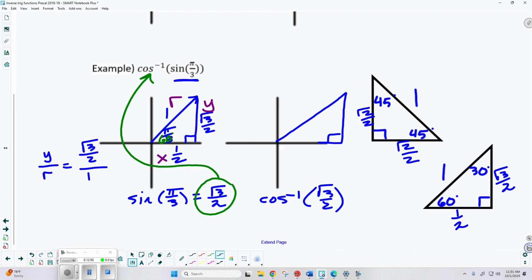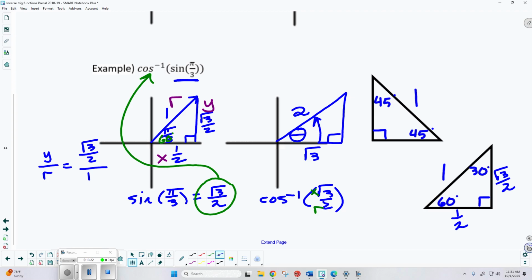Now remember, we rotate from standard position to the hypotenuse. So this angle theta, that should be my final answer. That's what I'm looking for. Well, what do we know about this triangle? Because if I take this ratio, remember we have cosine inverse square root of 3 over 2. Cosine is always x over r. So in this triangle, I know the base has to be the square root of 3. I know the hypotenuse has to be 2.